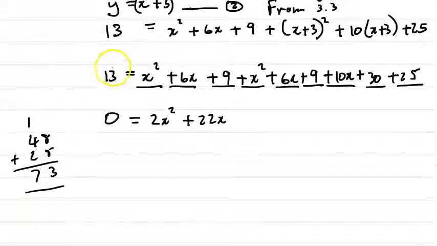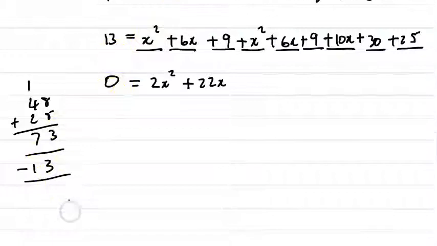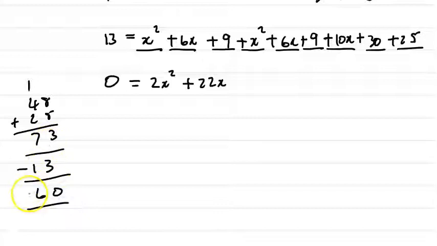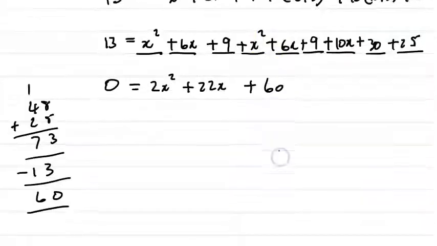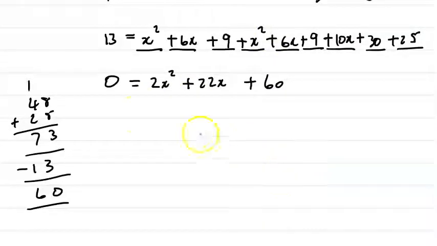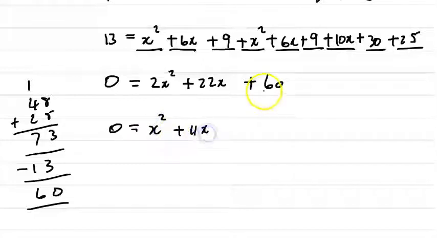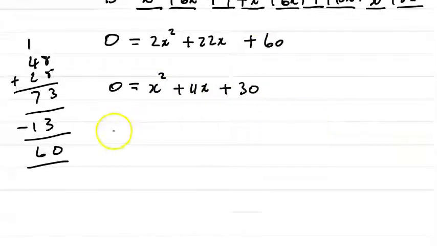And remember, now we're going to take this 13 over to the other side, so it'll be 73 minus 13, which should leave us with 3 minus 3 is 0 there, 7 minus 1 is 6. So we're left with positive 60. Now at this particular point, we need to factorize this quadratic equation. So if you divide across by 2, I'll get x squared plus 11x plus 30 equals 0.